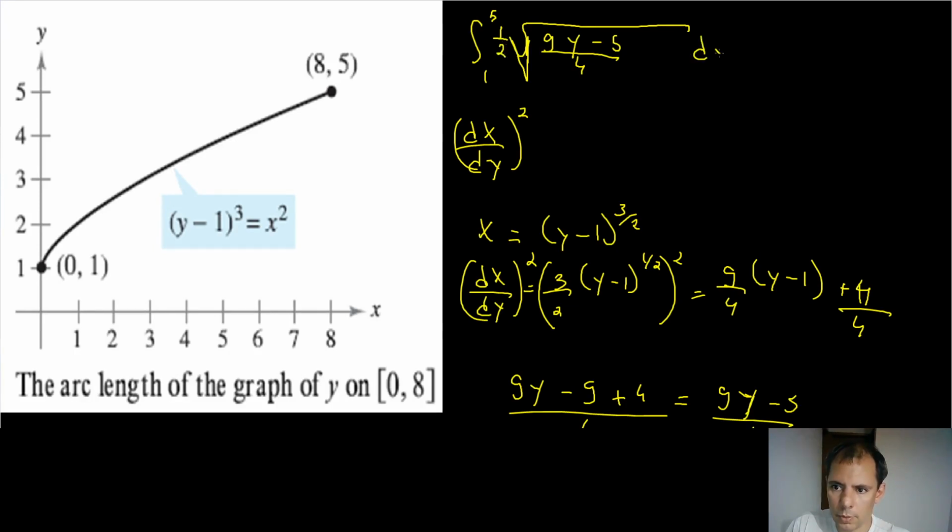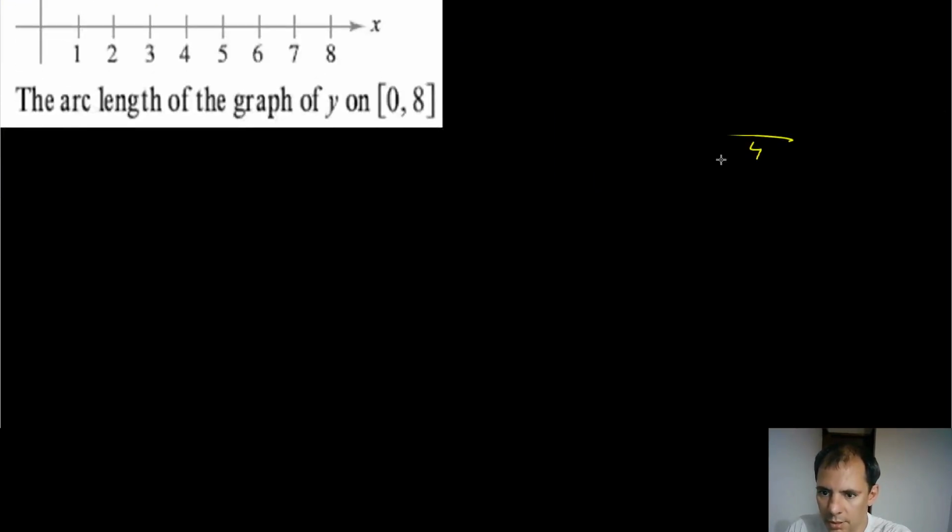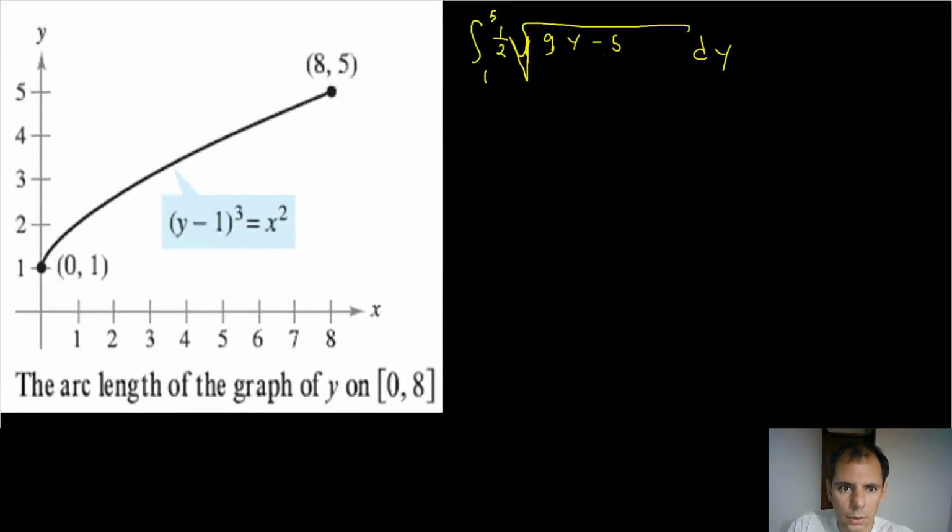And this is dy. And I'm going to take this thing out because I already took the square root of 4. So it'll be the square root of 9y minus 5. That's what we ended up with in the end. Okay. So let's see. So you have the integral of half, from 1 to 5 of 9y minus 5 to the half dy.